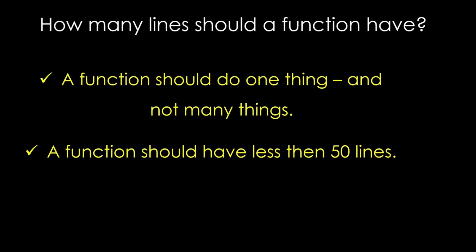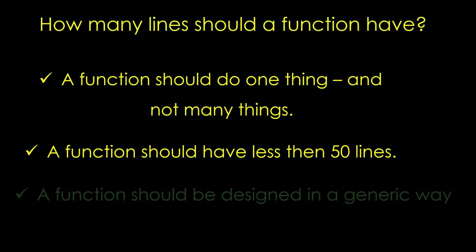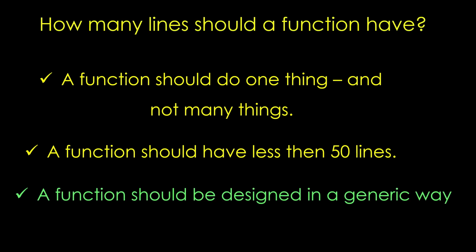Next, the way to know when your function is doing more than one thing is typically when it exceeds a certain number of lines. Even though there are no hard or fixed guidelines, that number tends to be less than 50. In fact, in many cases, it is expected to be less than 20 lines in a single function. Besides these guidelines, it is important to design your function in a bit generic way whenever possible.